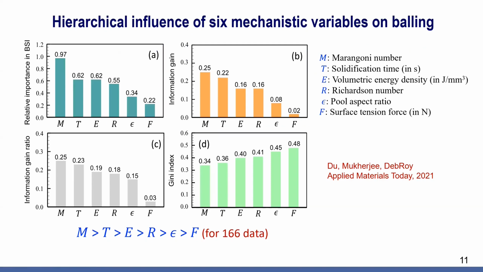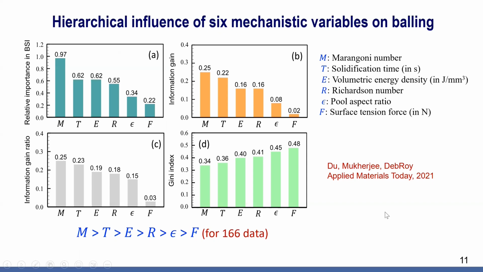The hierarchical influence of these variables can also be based on different recognized indices like information gain ratio and Gini index. And what we find is that the Marangoni number is the most important variable here. And solidification time, energy that is put into a unit volume, Richardson number, the aspect ratio of the fusion zone, and the surface tension force. So most important is the Marangoni number.